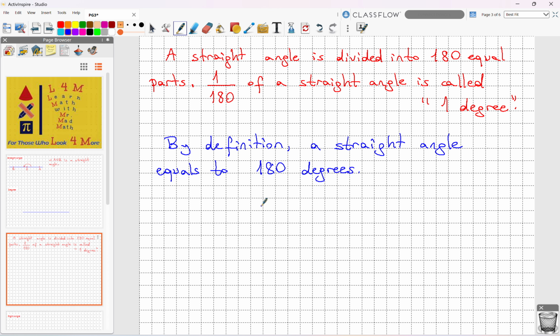For degrees, you know that we use this notation, 180 degrees. We put a small circle like that on the top right of our number. This means 180 degrees. Okay, let's continue.